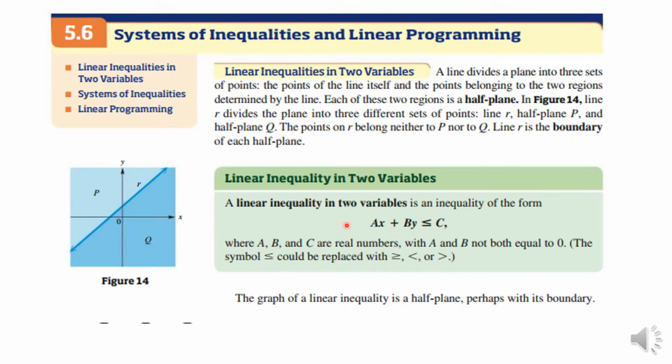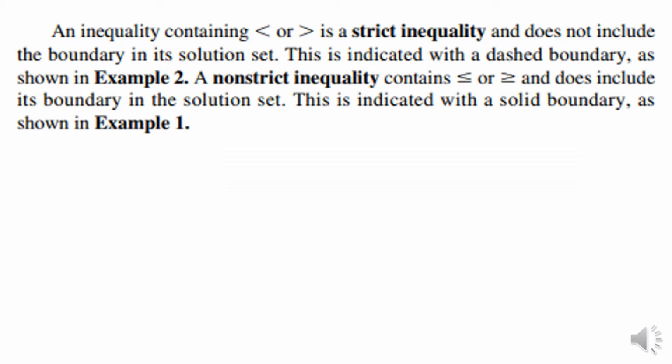A linear inequality in two variables looks like this. Here you see it is less than or equal to, it could be greater than or equal to, or less than or greater than. The graph of a linear inequality is a half plane, and perhaps the boundary is included. If there is not an equal sign, it is called a strict inequality and does not include the boundary. We indicate this with a dashed boundary, as we will see later. If you allow equal, this is called a non-strict inequality and does include the boundary, and that will make it a solid line, as we'll see in some examples soon.